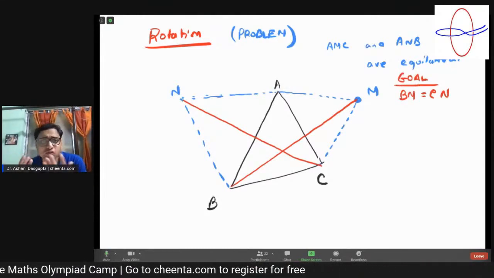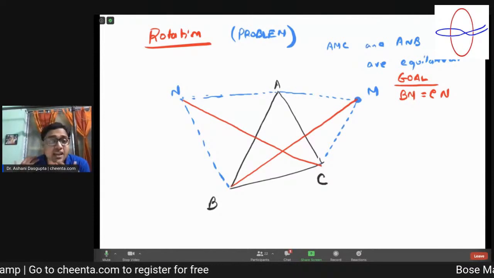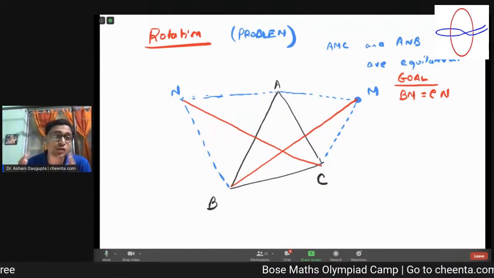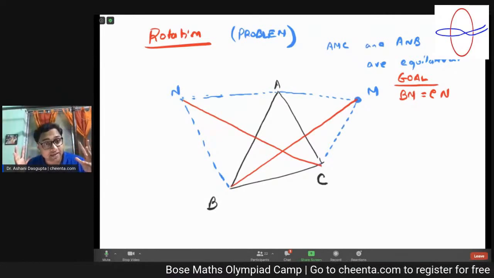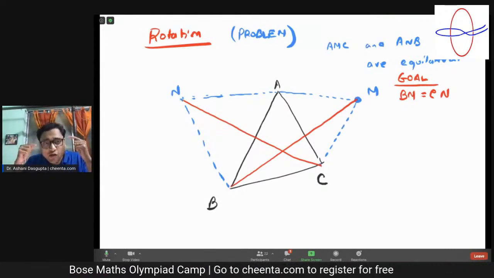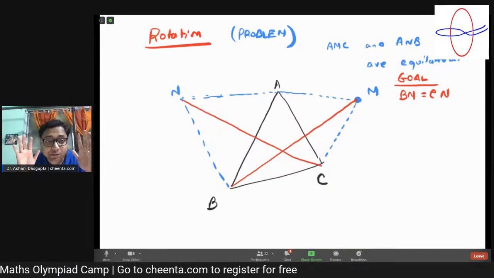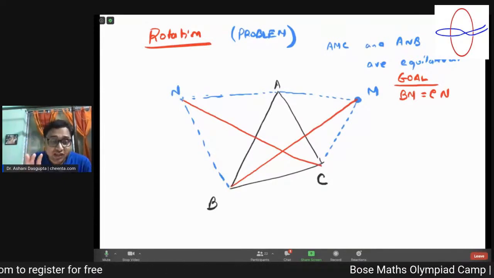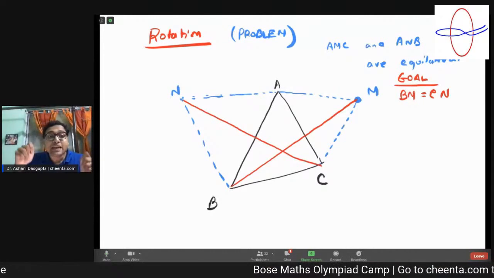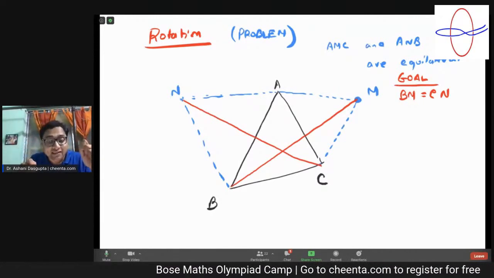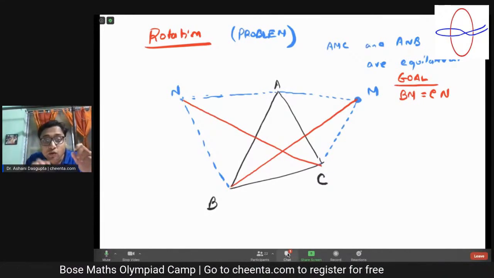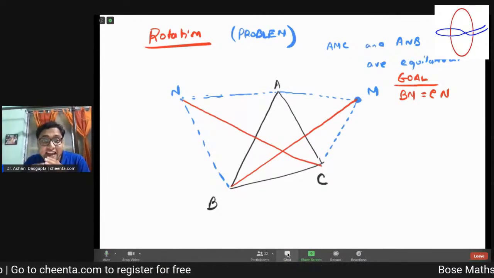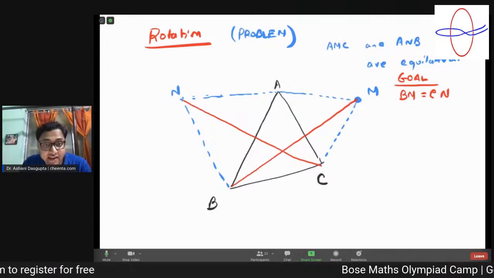But we don't want to show this using regular geometry methods. So prepare your mind to think about this problem in a different way. We will be using rotation to prove that BM is equal to CN. ABC is any triangle.